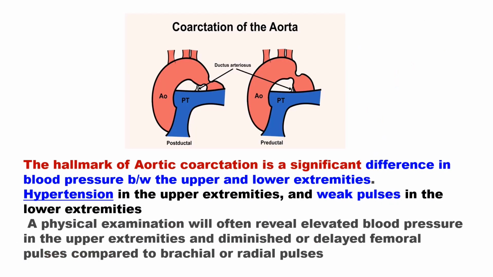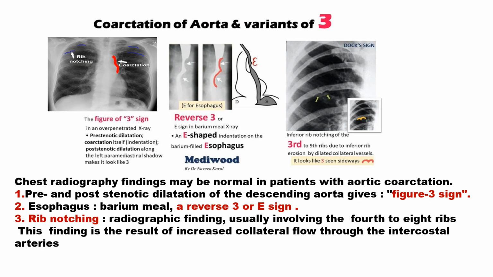The hallmark of aortic coarctation is a significant difference in blood pressure between the upper limb and lower limb: hypertension in the upper extremities and weak pulses in the lower extremities. A physical examination often reveals elevated blood pressure in the upper extremities and diminished femoral pulses as compared to the radial or brachial pulsation.